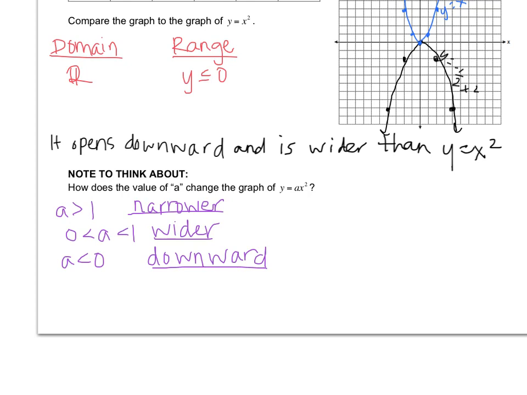And obviously if you're less than 0 and an integer or larger, it's going to be narrow and down. If it's a fraction that's less than 0, it's going to be wider and down. So you could have a combination of these. But it's helpful to know what's going to happen to your graph, so that way if you graph something wrong, you know that there's a mistake somewhere because your graph doesn't look like what you expect it to look like.